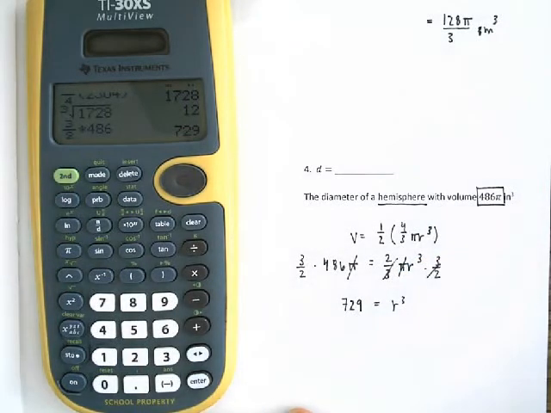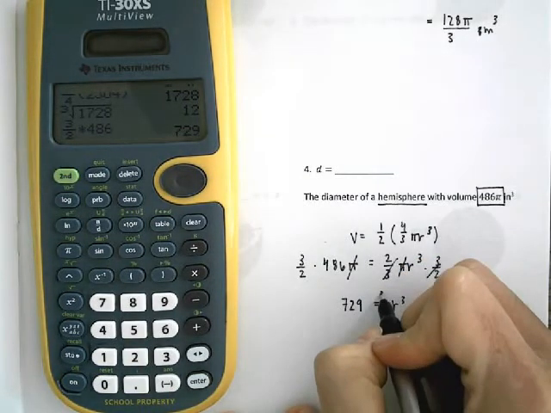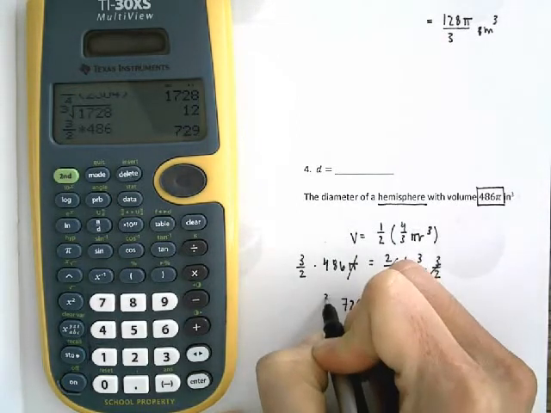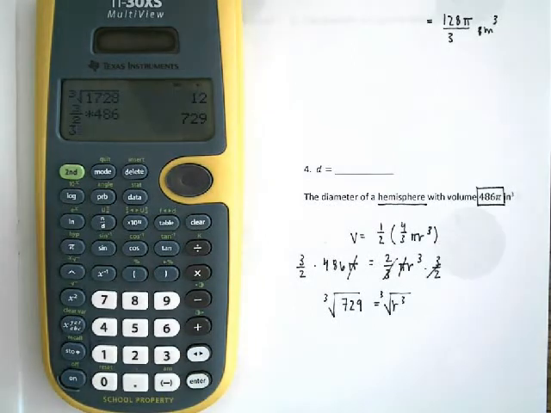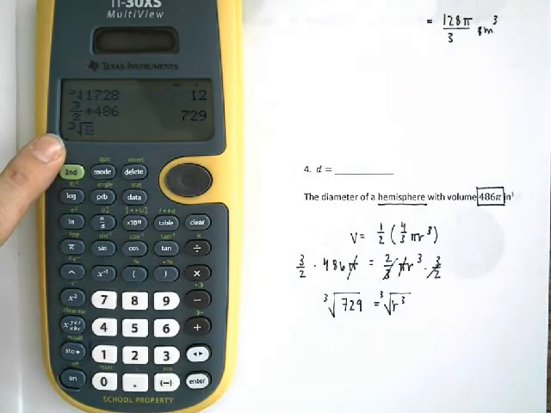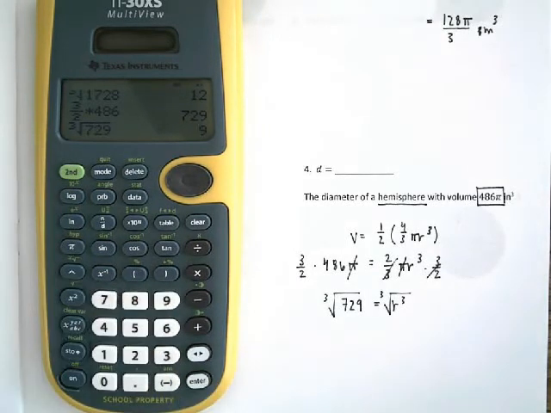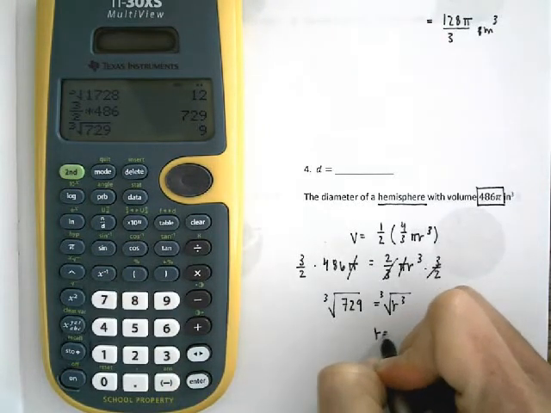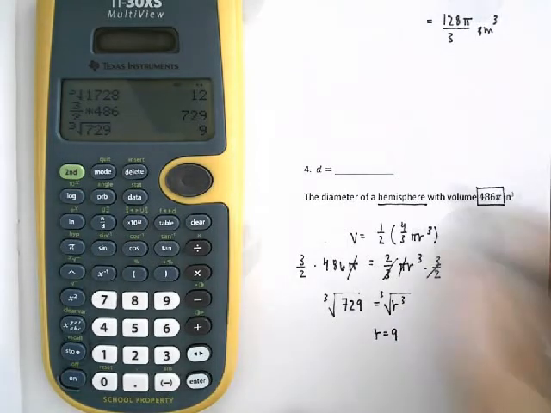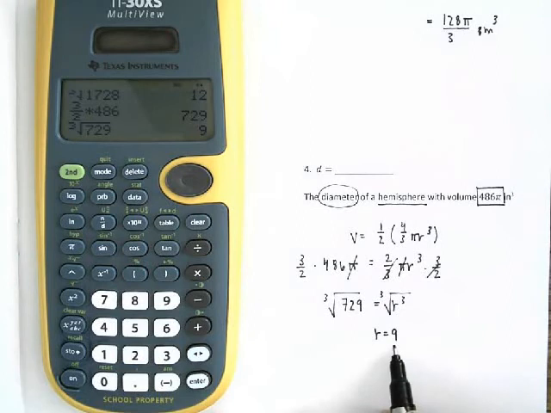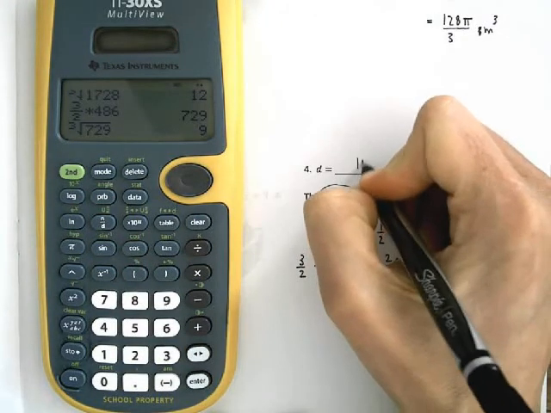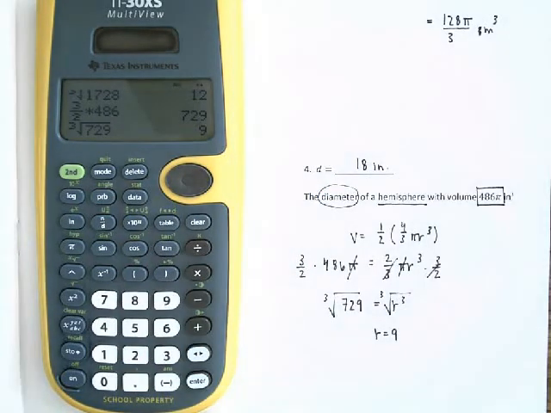Again, that's the radius cubed, so I need to go ahead and take the cube root of both sides. Again, to do that, I'm going to type in 3. Then I do second and the caret, so that gives me the cube root. I type in 729, and that gives me a radius of 9. Now I have to be careful. This actually asked for the diameter, so I need to multiply that by 2. So my diameter is 18 inches.